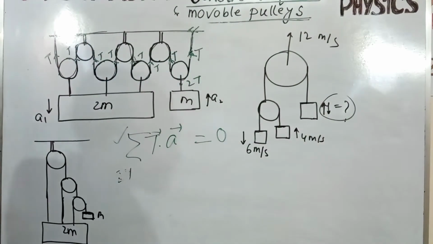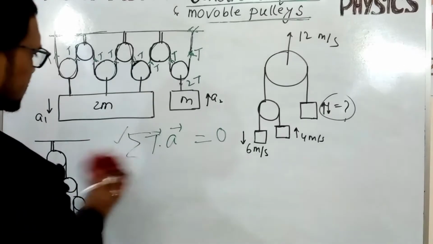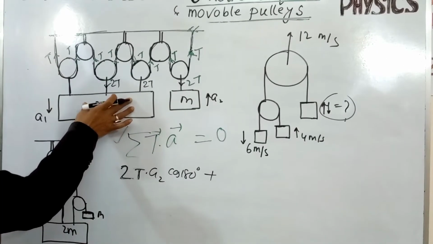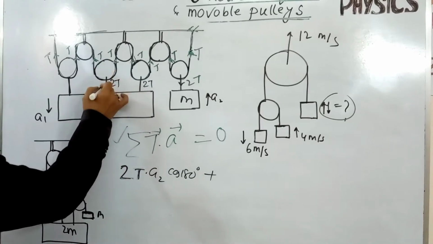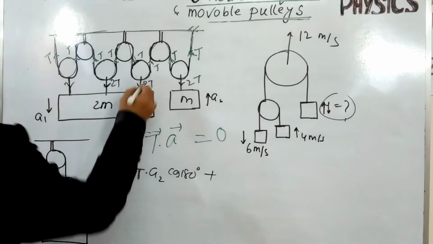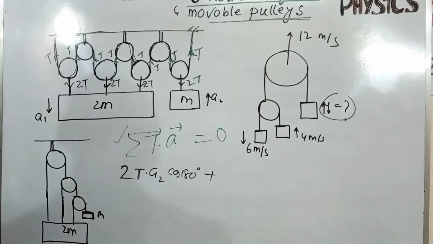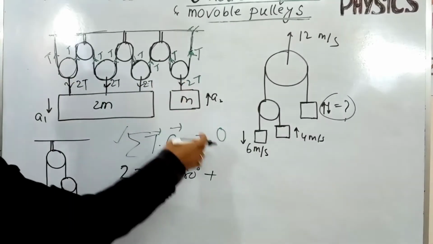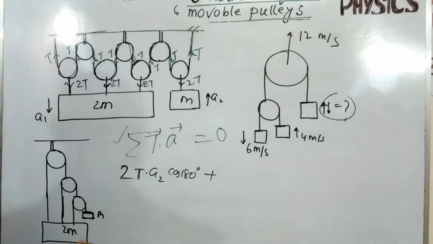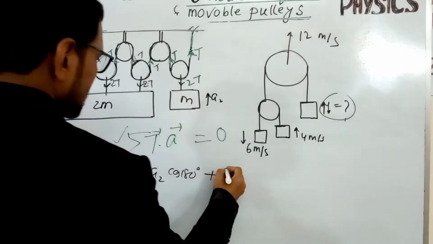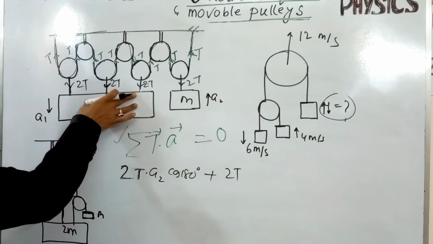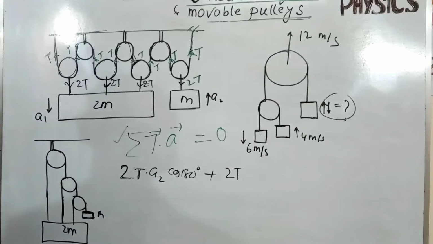So here the result is the mass will move downward, so tension will be in this direction. So this is 2T, this is 2T, this is 2T. Now if we apply this value, there is 2T into a2 cos 180 plus 2T. Total tension here is 2T, 2T, 2T. Total tension acting on the mass is 6T.